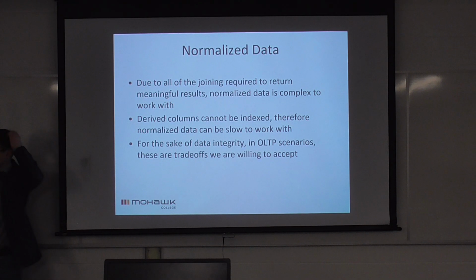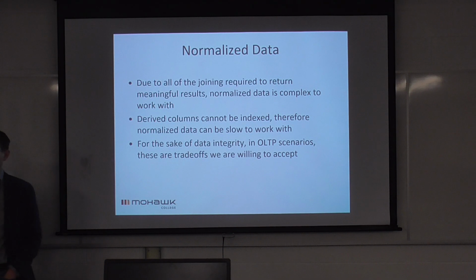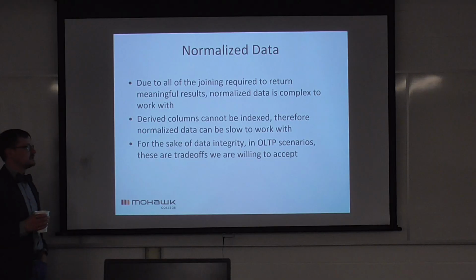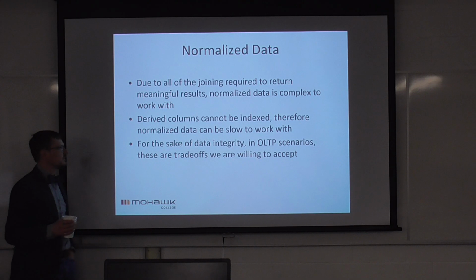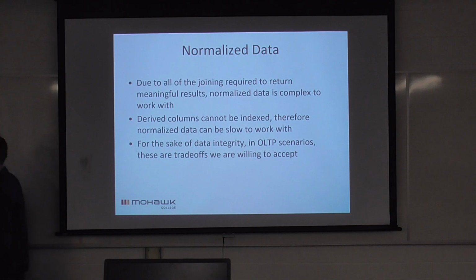So, due to all of the joining required to return meaningful results, normalized data is more complex to work with, right? The queries tend to be a bit more involved. Every time you have to join a table, you have to add like 2 or 3 lines to the SQL query. Derived columns cannot be indexed, therefore, normalized data can be slow to work with. It takes time to process all of this.